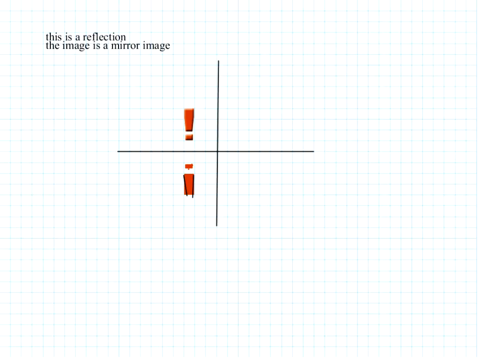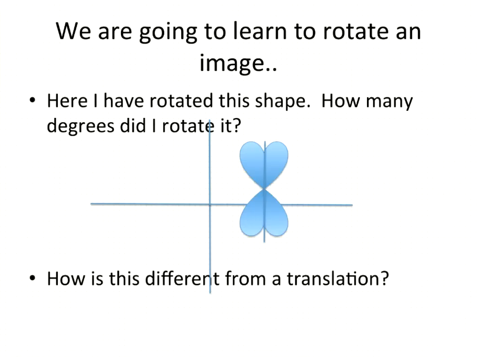So this is different than a translation because even though it's at a different place on the page, it's also not exactly the same. All right. So now I want us to go back and look at slide 3. Here we go. We're going to learn in the next class how to rotate an image using a protractor. That's a really specific thing. It's covered in your textbook, and for some of you that think you might need a little bit of extra review, you might want to look at that before you come to class next day. But we are going to absolutely learn how to use a protractor to rotate a shape.